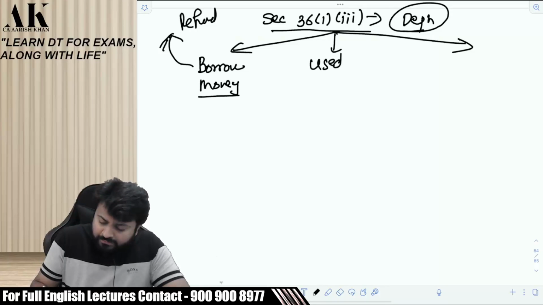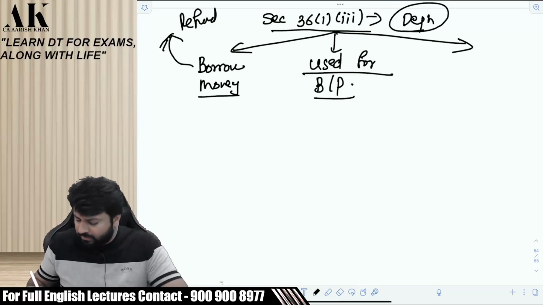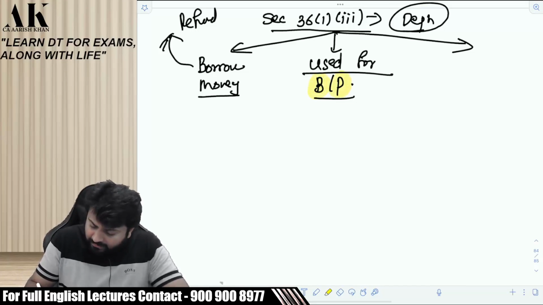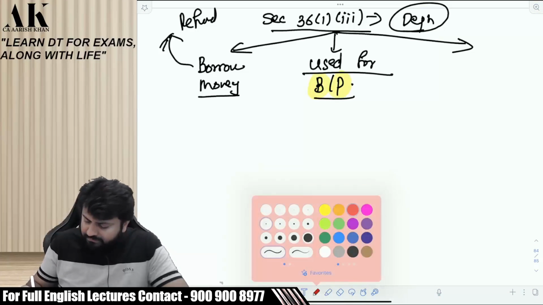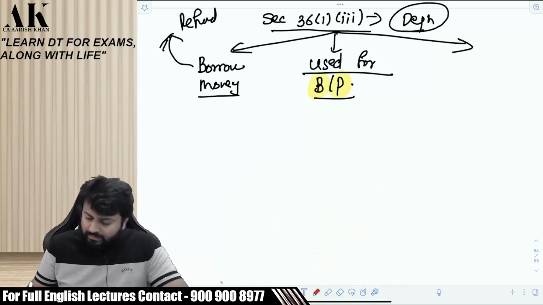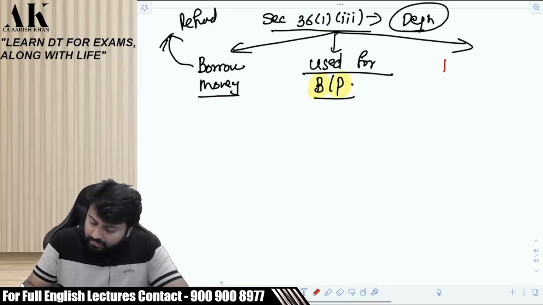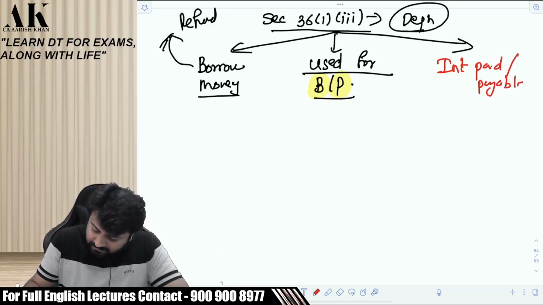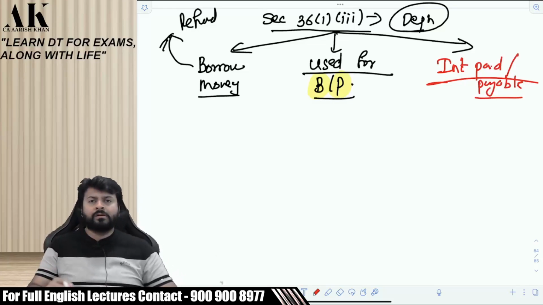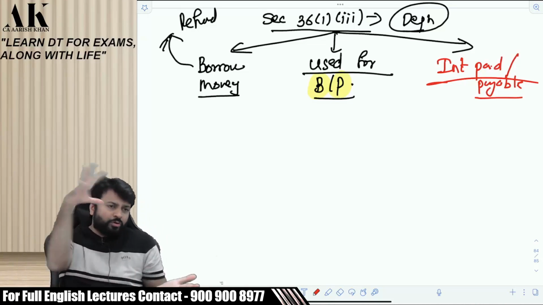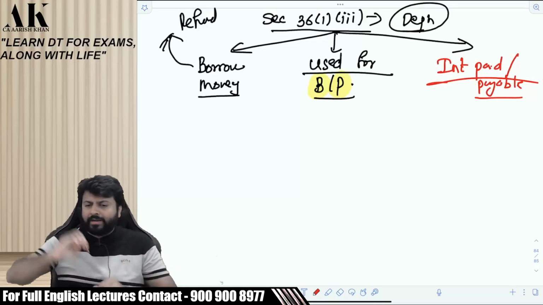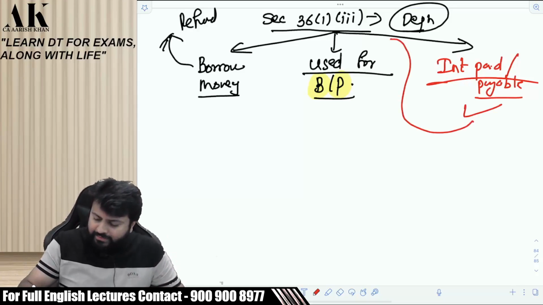That borrowed money must be used for business or profession. It should be used for either of the two, either for business or for profession. And the third condition, you have to pay interest. Interest has to be paid or payable in some cases. So you have to borrow money, you have to use that money, and you also have to pay interest, and you can get the deduction of this interest under this section. Is it clear?